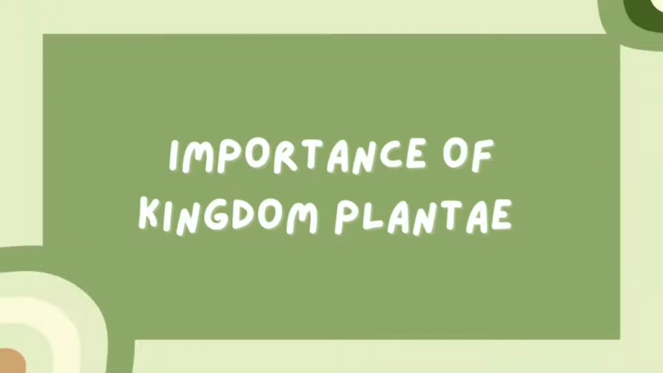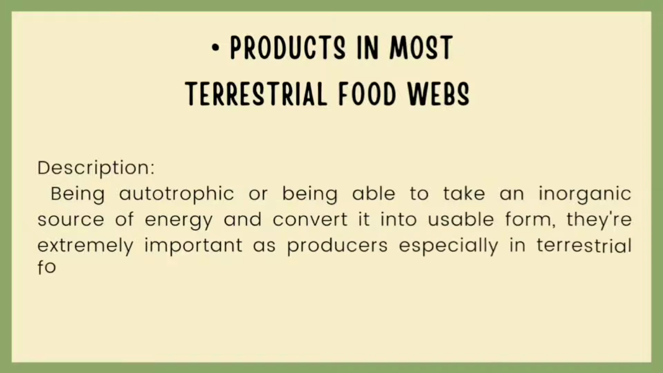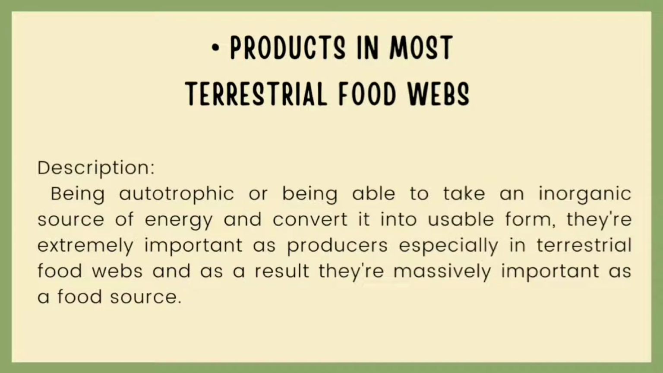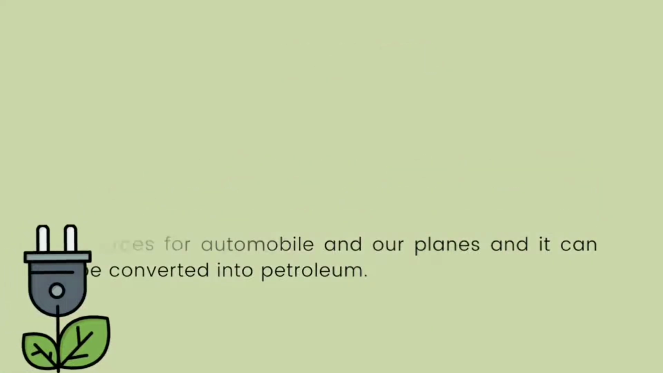Here are the importance of organisms under Kingdom Plantae. They are extremely important as producers, especially in terrestrial food webs, and as a result, they are massively important as a food source. Energy sources. The plants existed many years ago. Organic matter decomposed into crude oil now serves as a fuel source for automobiles and other machines, and it could be converted into petroleum.